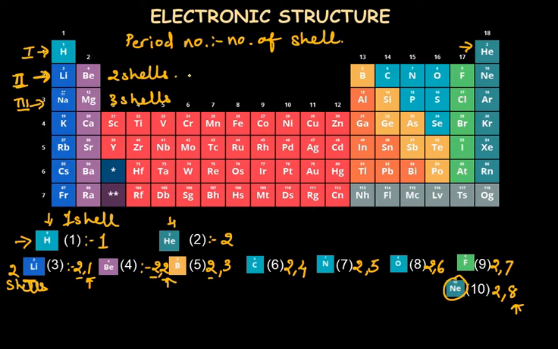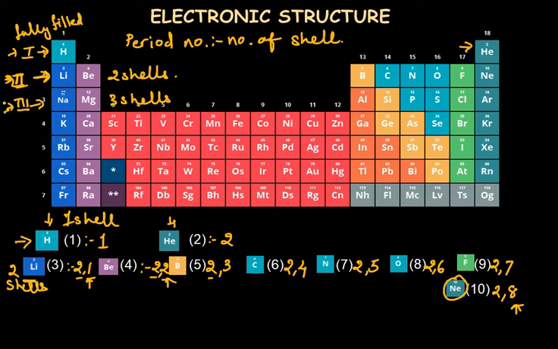Now one should also note that we can go to the next shell only when the inner shells are fully filled. So if electrons are being filled in the second shell, the first shell should be fully filled with whatever maximum number is allowed in that shell. If the first shell has 2 electrons, then the second shell can be filled only when the first shell is fully filled with the 2 electrons.